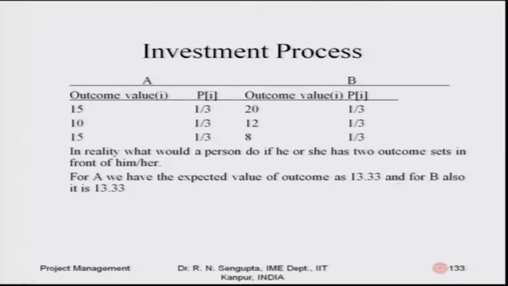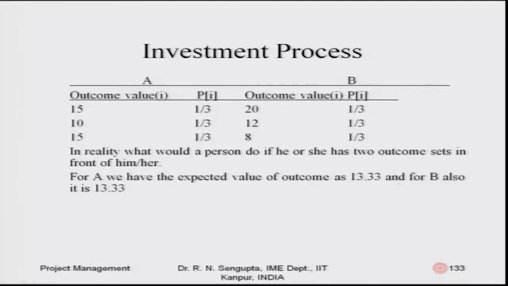If you input x1, you get 15 rupees for A. If you put x1, you get 20 for B. If you put x2, you get 10, and for B, 12. If you put x3, you get 15, and for B, 8. Now, these 15, 10, 15, 20, 12, 8 are for the first person.